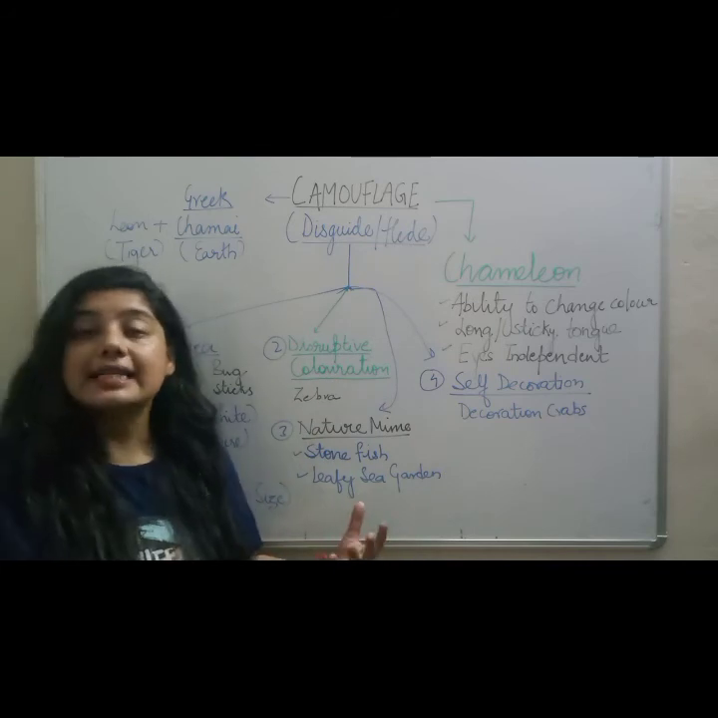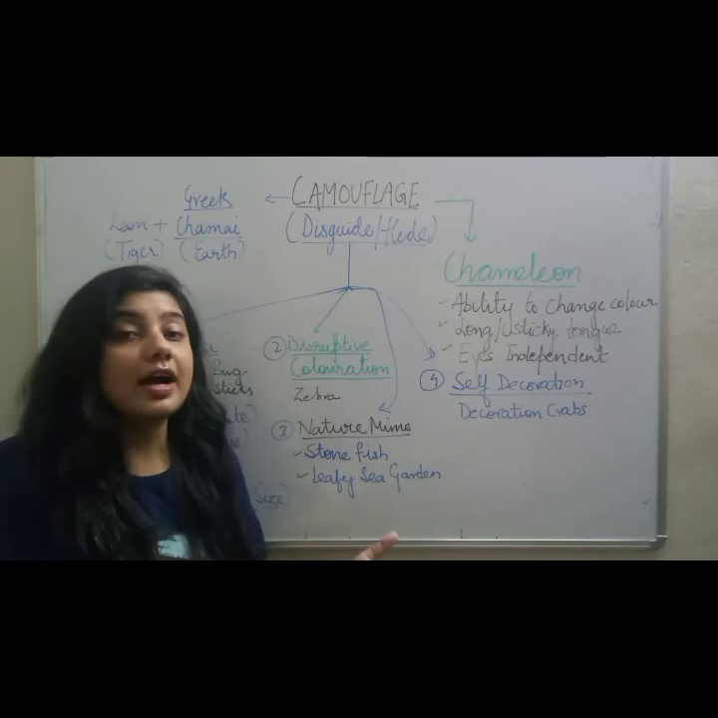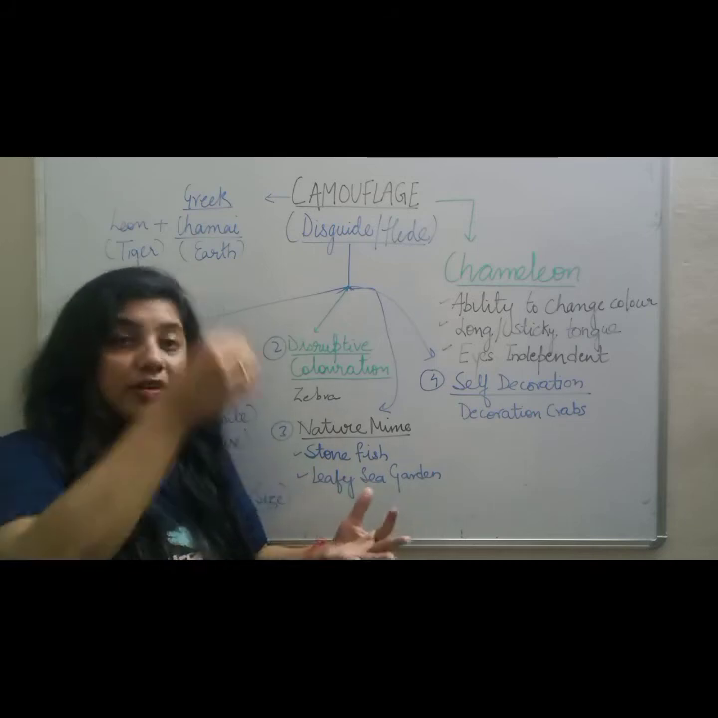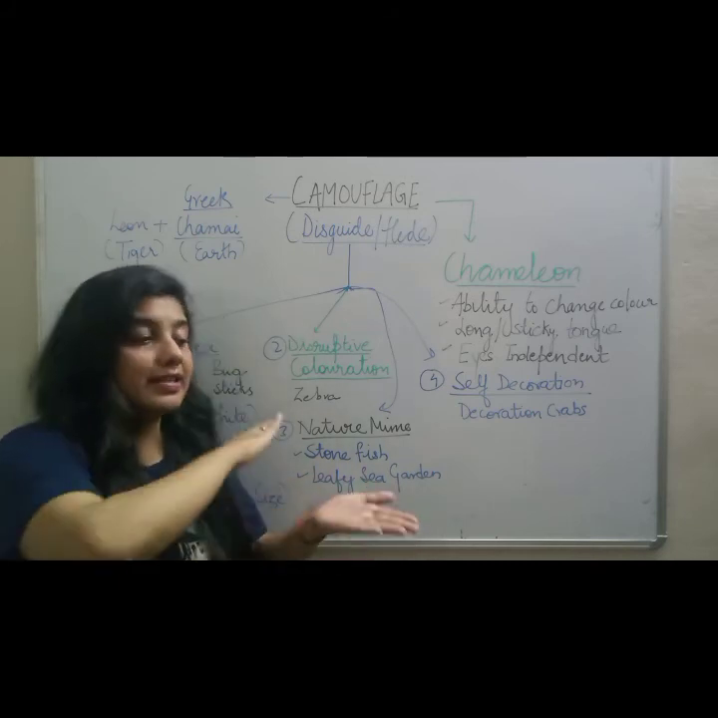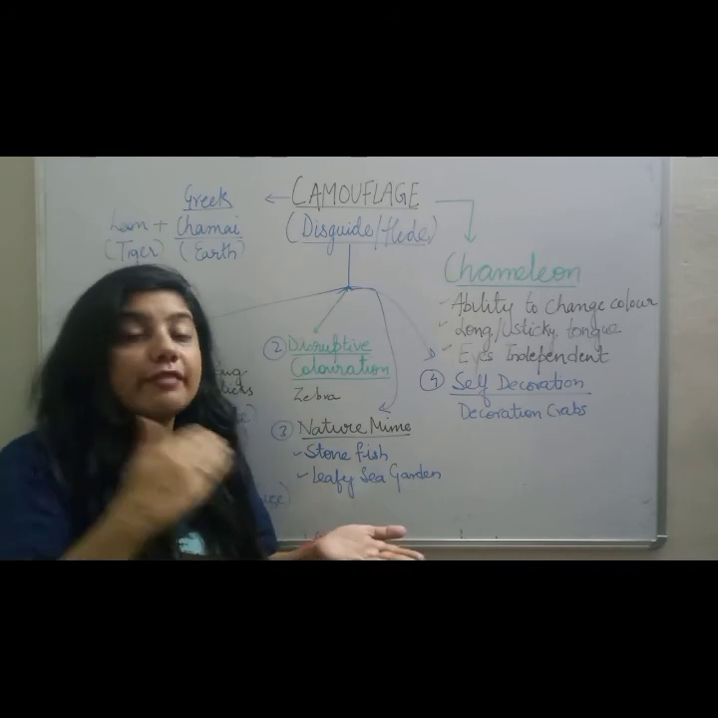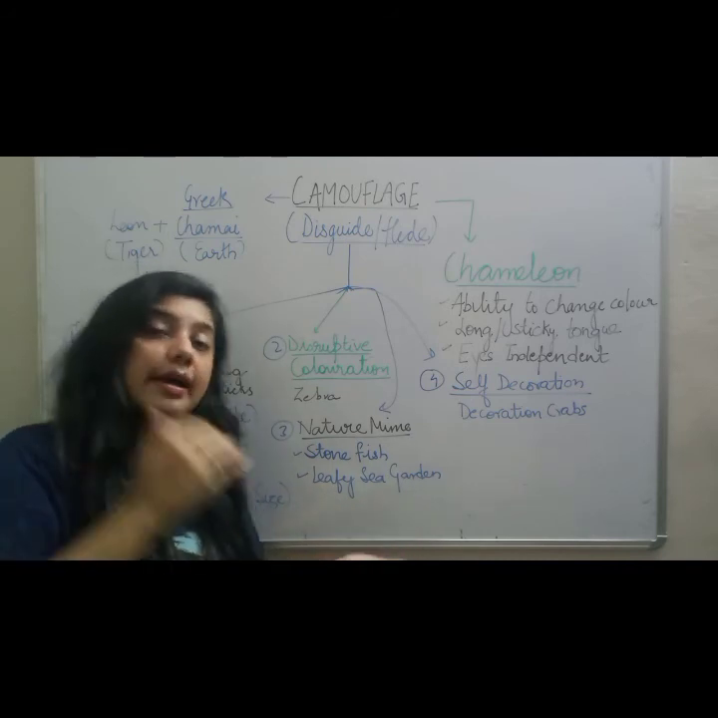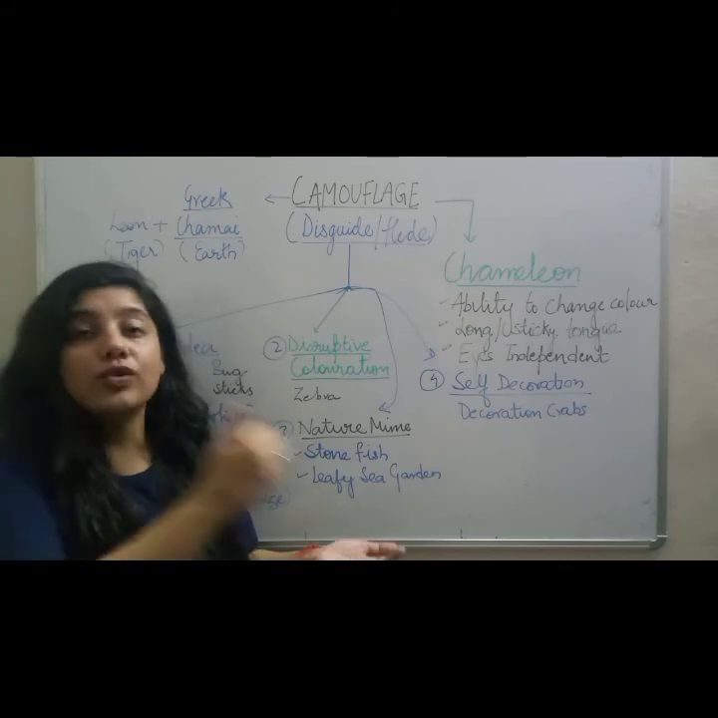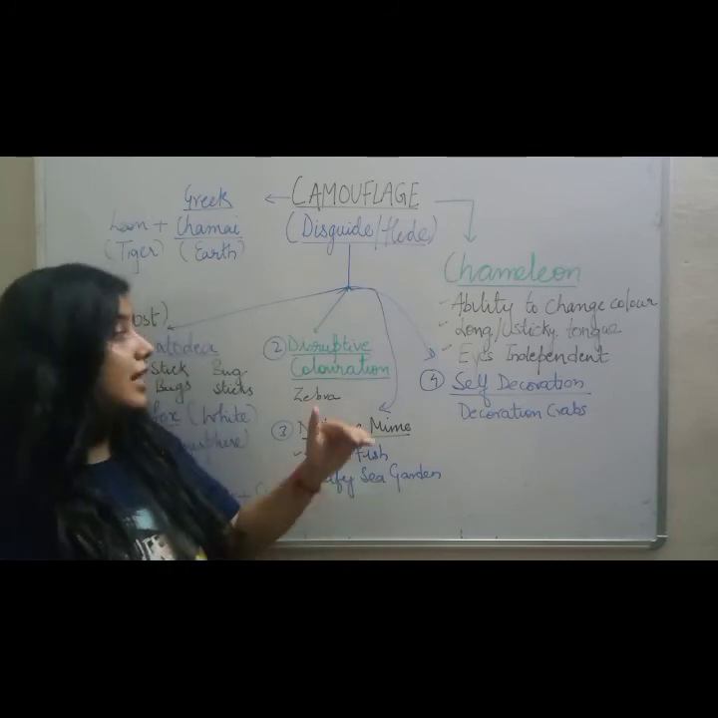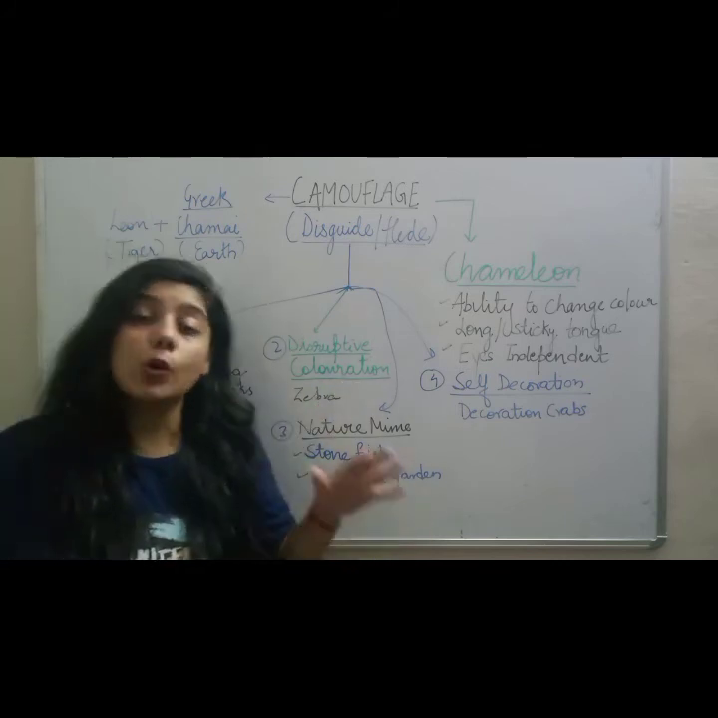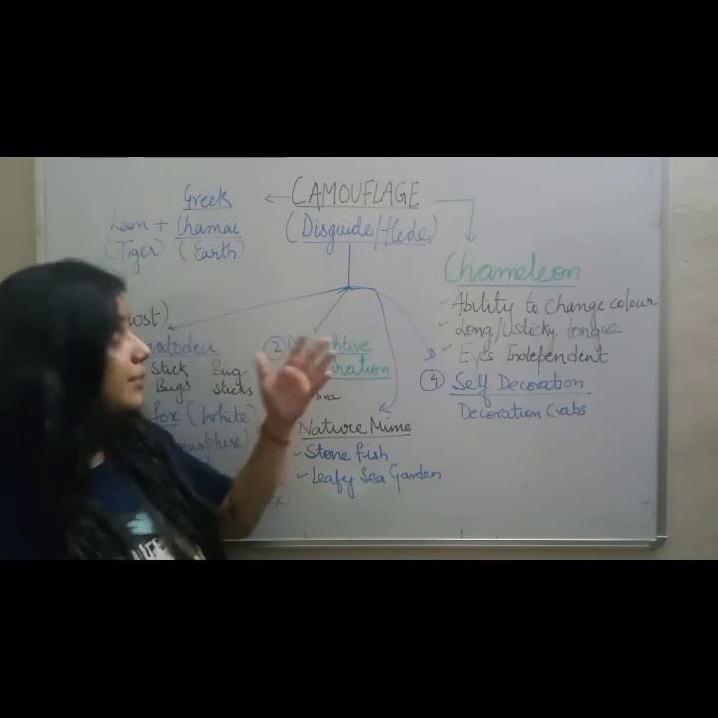You know, when the lions and tigers come to attack the zebra, they get confused if it is grass, if it's the shadow of grass. Suppose a zebra is lying on the floor. They find it difficult to understand if it is a zebra or the shadow of grass. So such kind of disruptive coloration is also a form of camouflage.